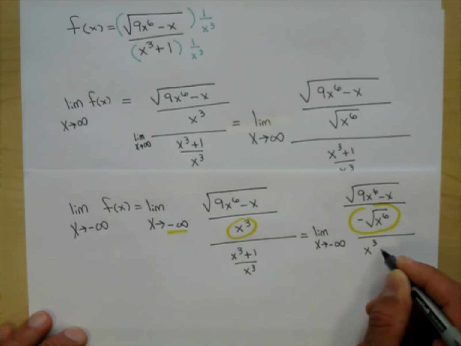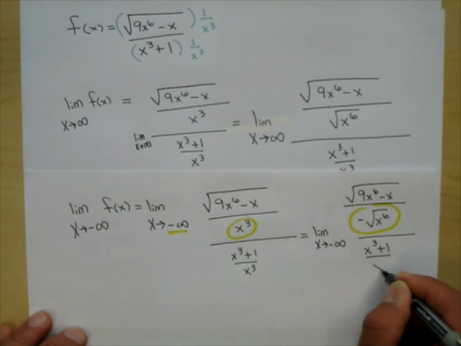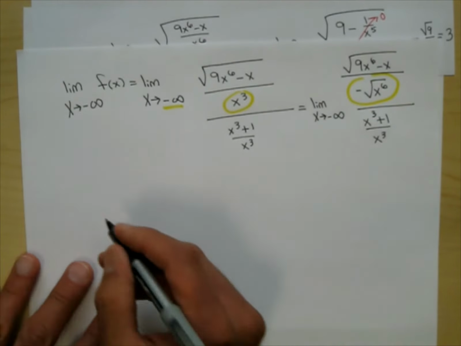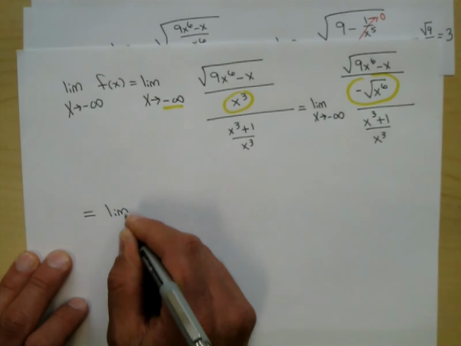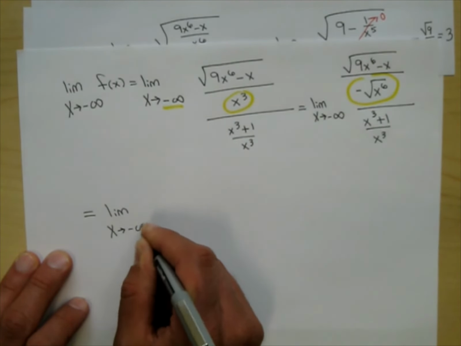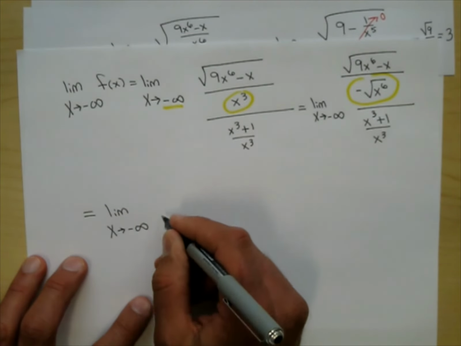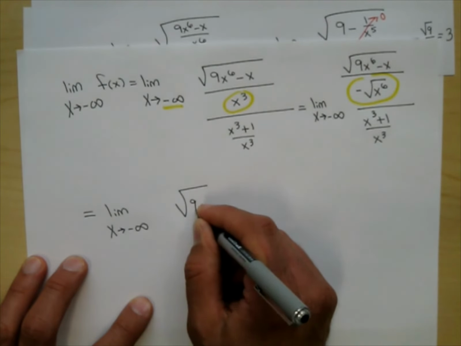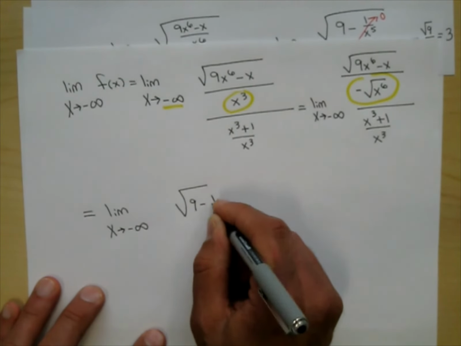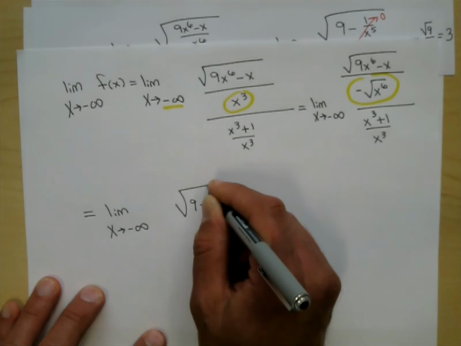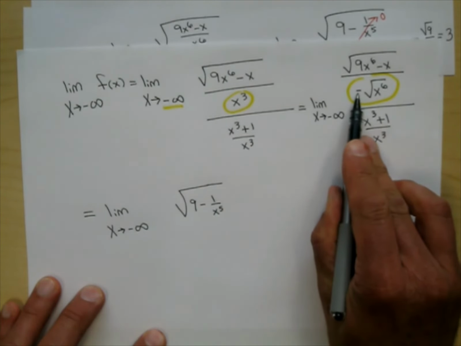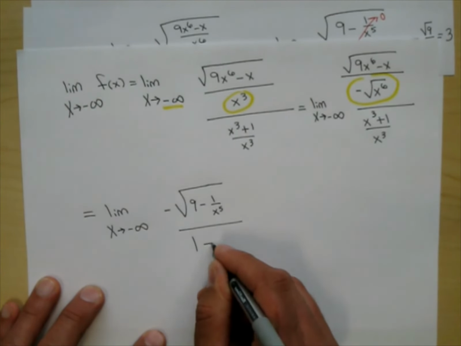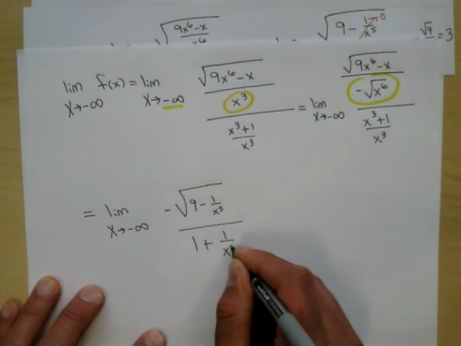I'm going to speed things up a little. So you can do one square root on the top. And look what we have. We have the limit as x approaches negative infinity. We have the square root of, you can do the same thing we did before, 9 minus 1 over x to the 5th is under that square root on the top. But look, there's a negative down there, so bring that negative right up there. This is all over 1 plus 1 over x cubed.